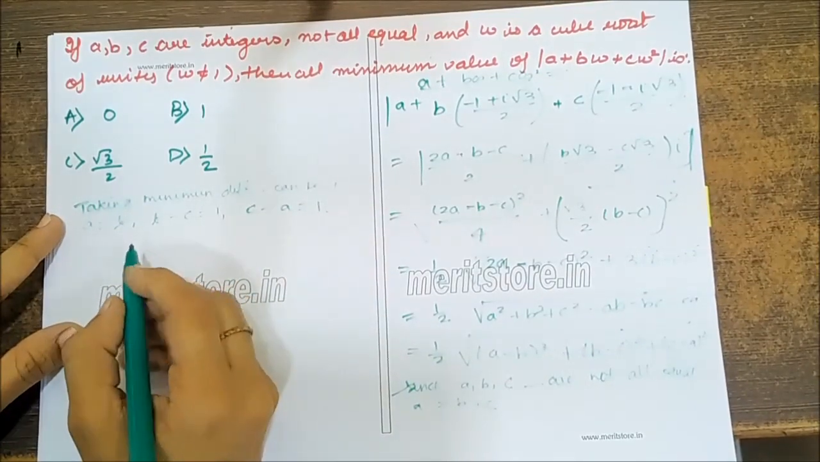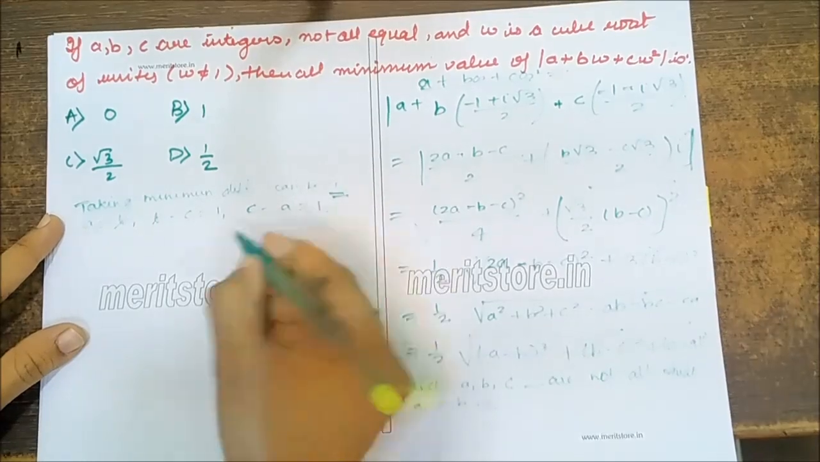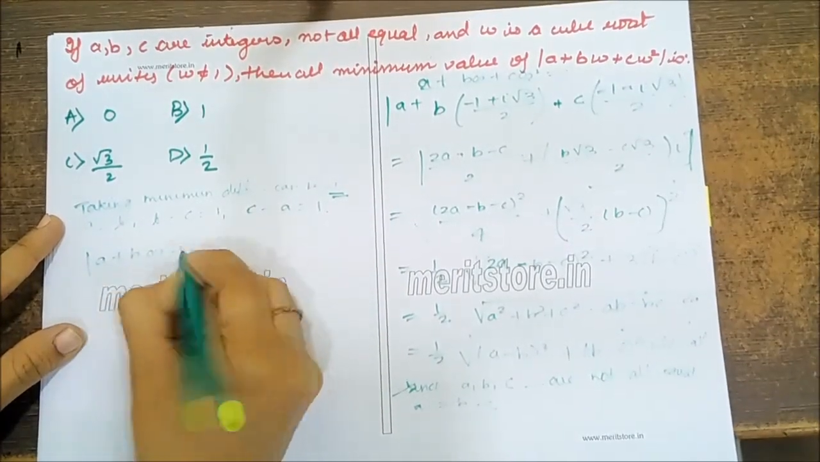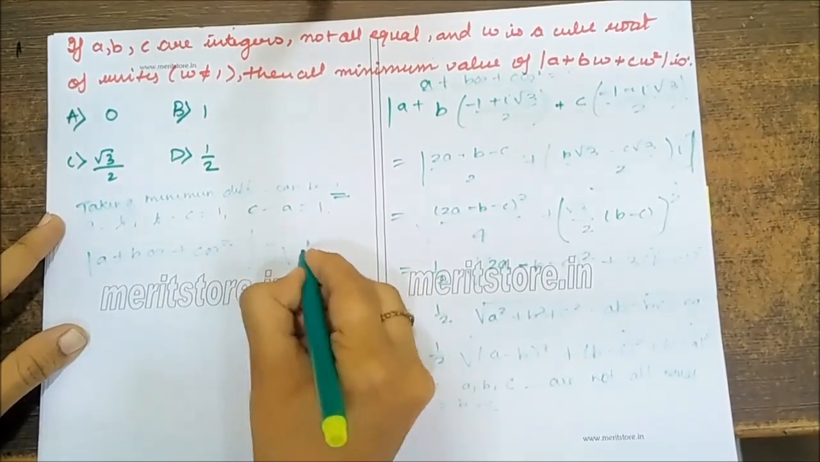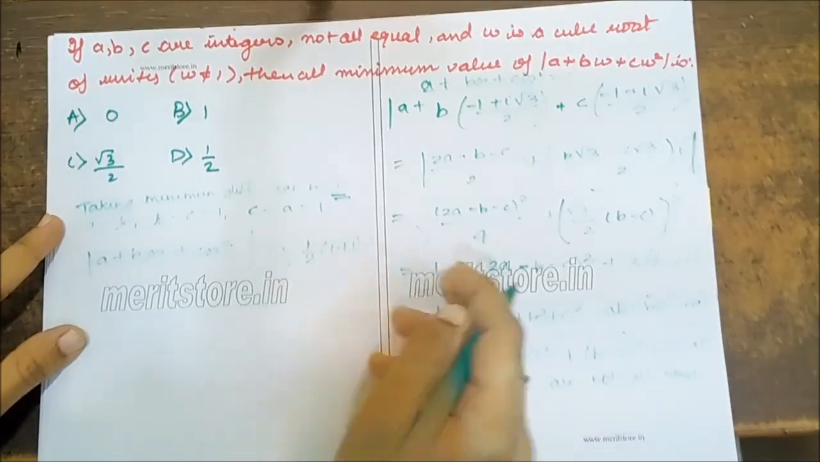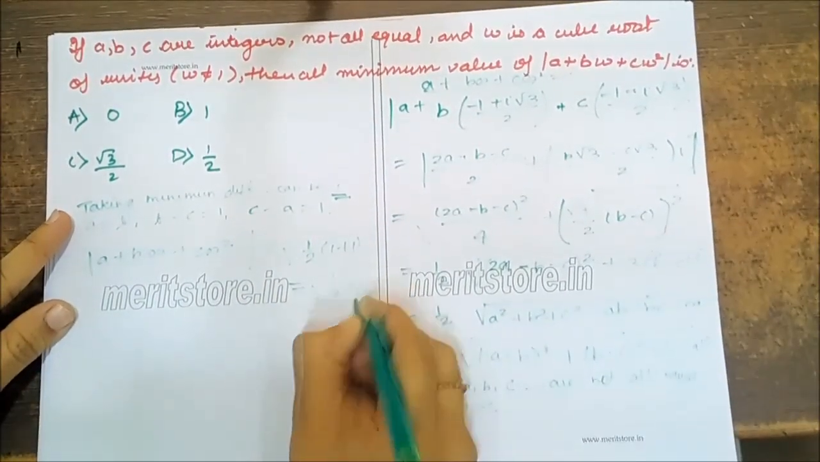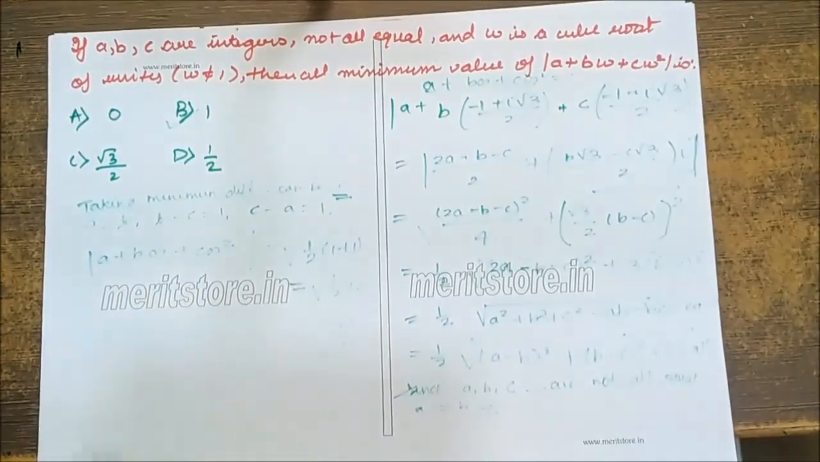So the value will be half the root of 1 + 1. We are replacing the values. So that is half into 2, that is equal to the root of 1, which is 1. So the answer is B.